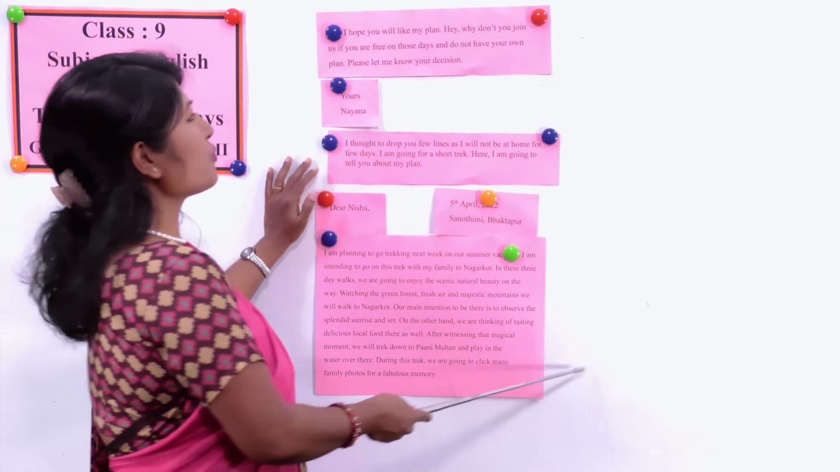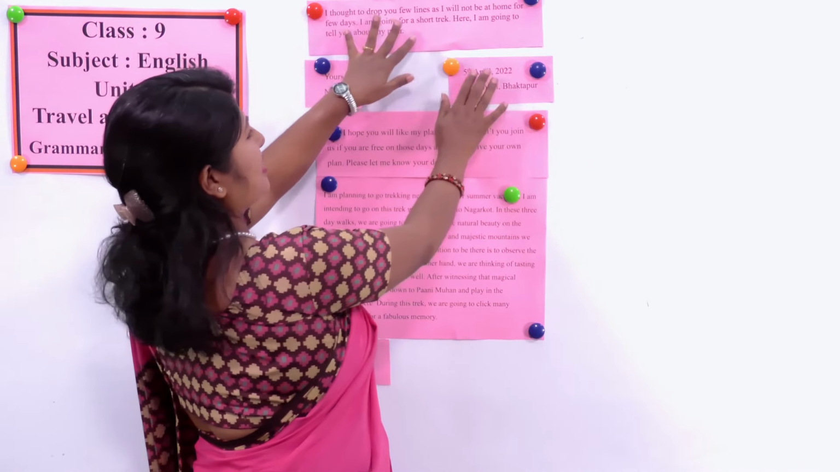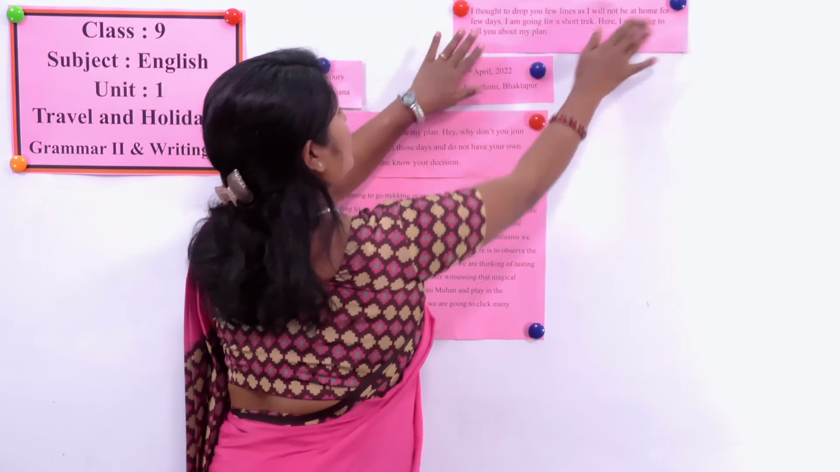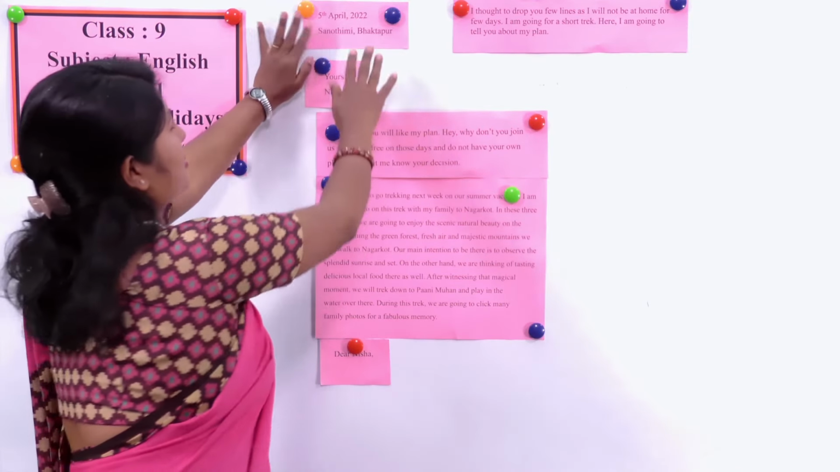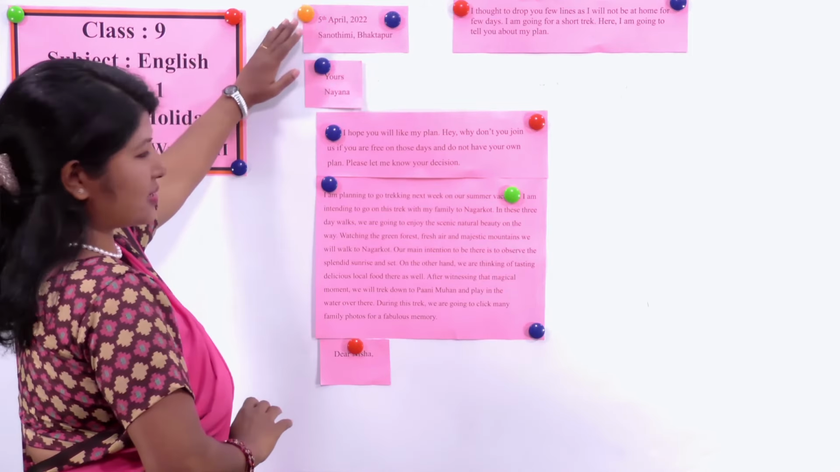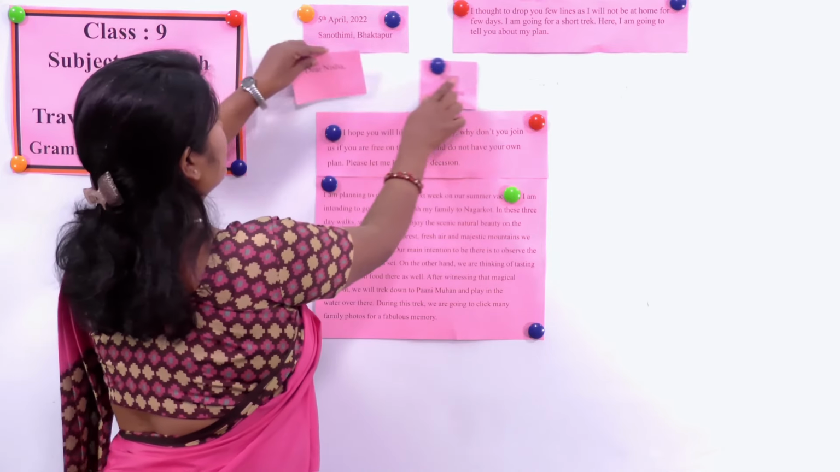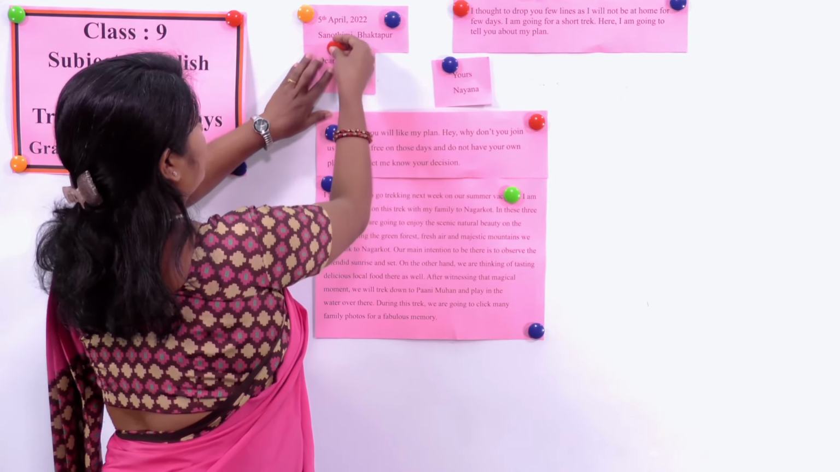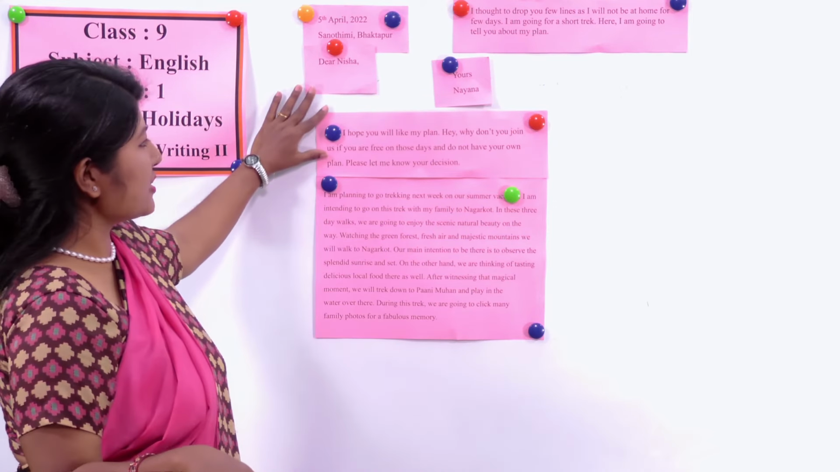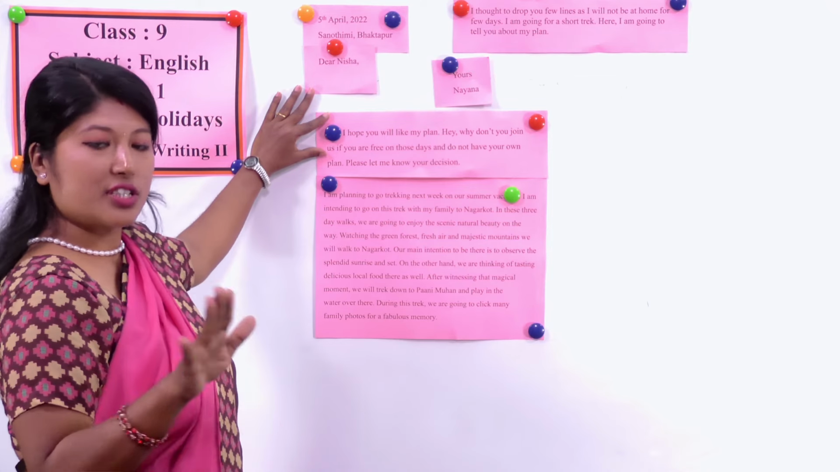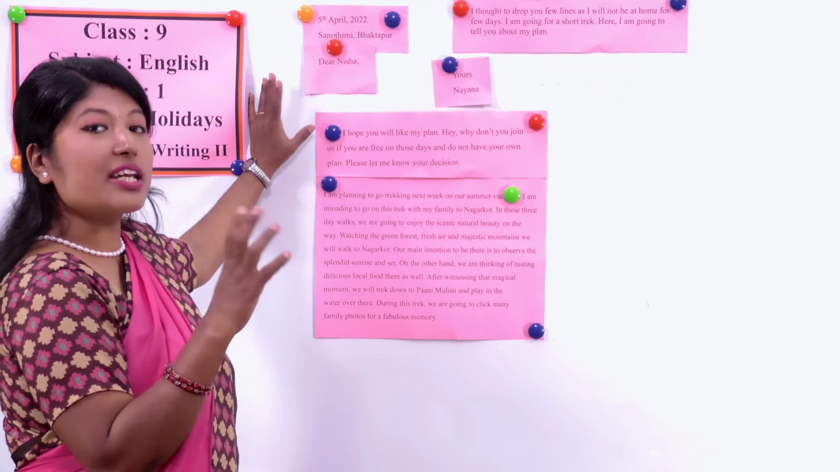So what comes in the beginning? What comes first? Yes, date and address. So this goes over here, right? Date and address first. Then after, what comes? Yes, salutation. Dear Nisha. After that, we need the first paragraph. It means opening lines of the letter.